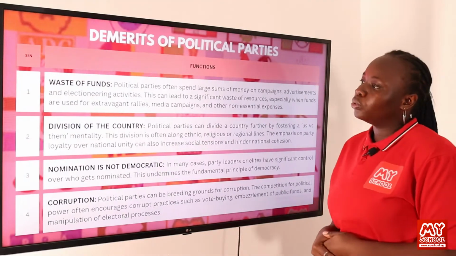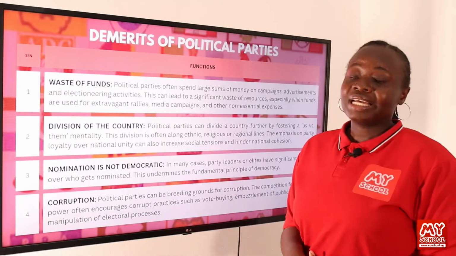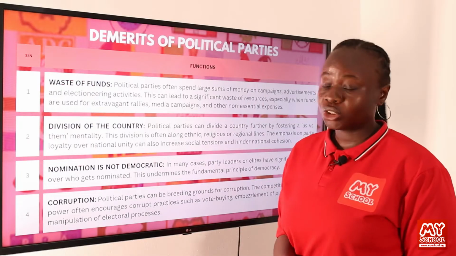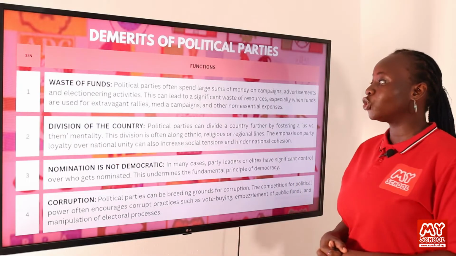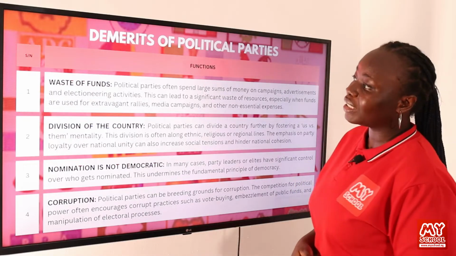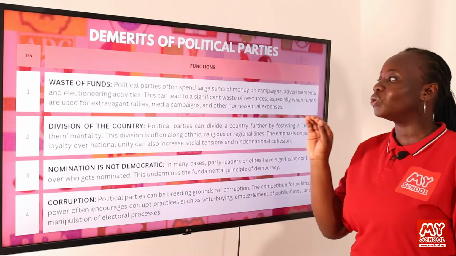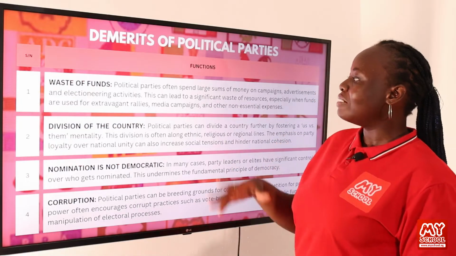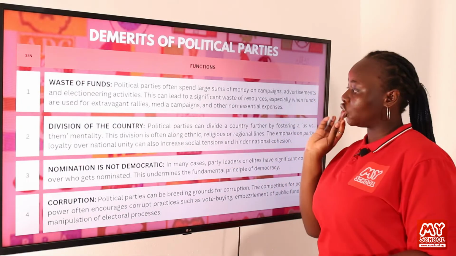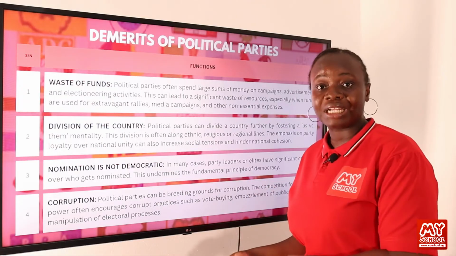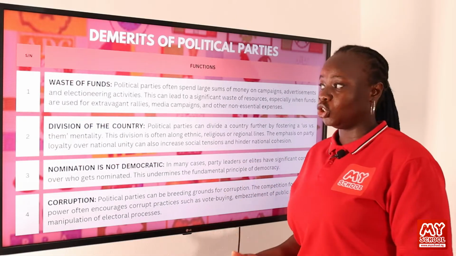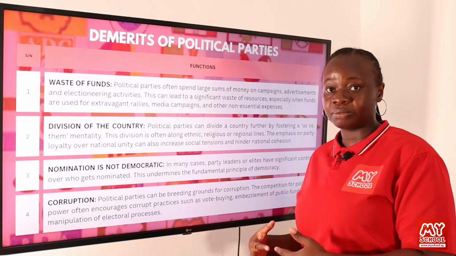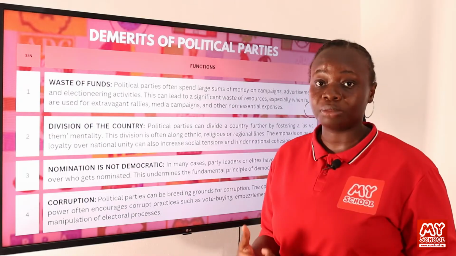All right, what are the demerits of political parties? What are those things that make political parties ineffective sometimes in a particular society? One of them is waste of funds. Political parties often spend large sums of money on campaigns, advertisements, and electioneering activities, and this can lead to a significant waste of resources, especially when funds are used for extravagant rallies, media campaigns, and other non-essential expenses. Even sometimes, some of our leaders make use of government revenue to engage in rallies and campaigns for their political party. So this is a problem in a particular society. This is one of the demerits of political parties.